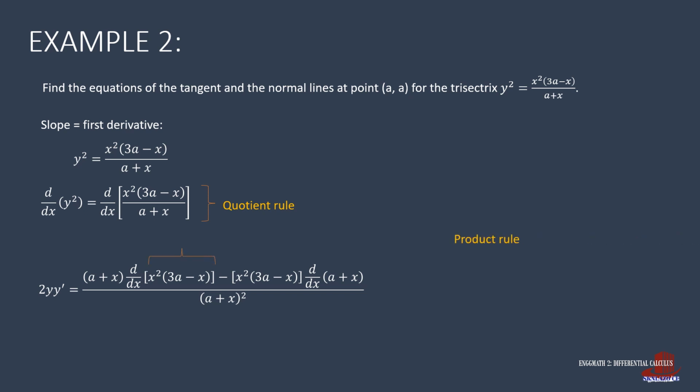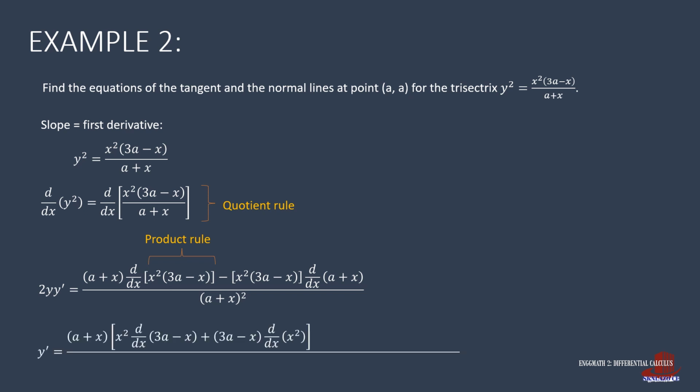In the numerator, note that there is a term where we should also use the product rule. We take the first term multiplied by the derivative of the second term plus the second term times the derivative of the first term. Simplify the derivative of 3a as 0 and the derivative of x as 1. Also, the derivative of a is taken as 0.